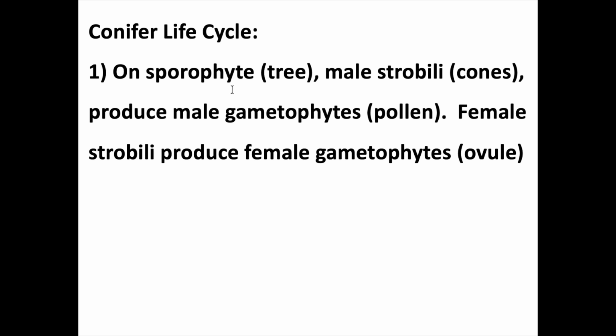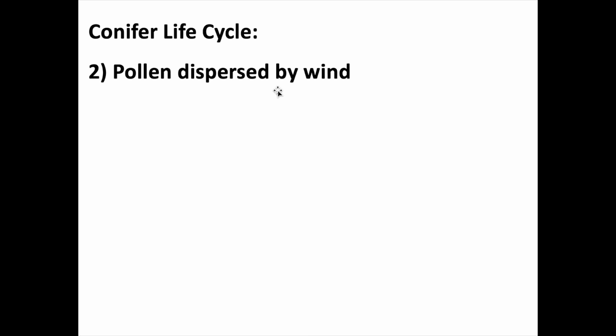On the sporophyte (tree), male strobili (cones) produce male gametophytes (pollen). Female strobili produce female gametophytes, (I think this is a new term, it's called an ovule). That's the female gametophyte. Okay, so we got male gametophyte, we got female gametophyte, they got to get together. We're going to use the wind to do that. So pollen is dispersed by wind.